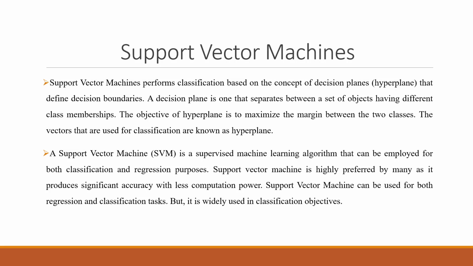A support vector machine is a supervised machine learning algorithm that can be employed for both classification and regression purposes. Support vector machine is highly preferred by many as it produces a significant accuracy with less computation power. Support vector machine can be used for both regression and classification technique, but it is widely used in classification objectives.